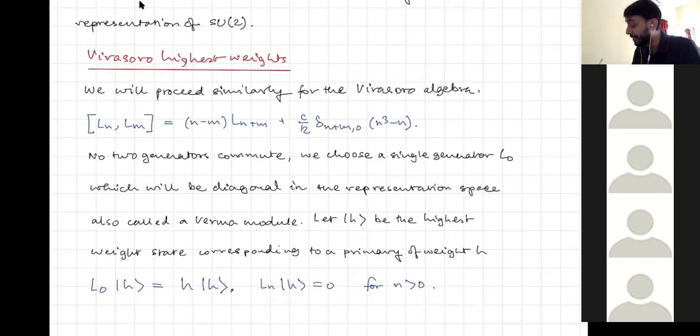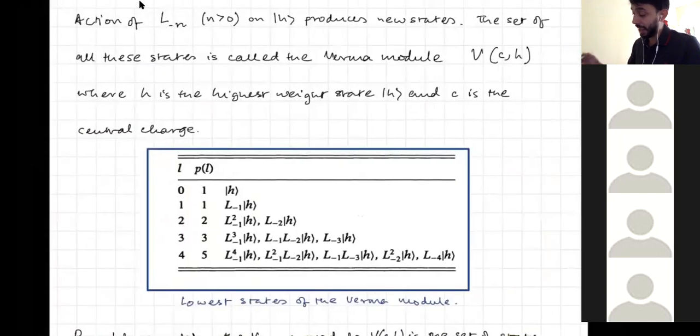So L_n will decrease the weight for n greater than 0. In a sense, we are saying that the weights are bounded from below by H. Now you can act with L_{-n}'s on |H⟩ to produce new states. The set of all these states will be called the Verma module and will be labeled by V(C, H). C is the central charge and H is the weight of the state.